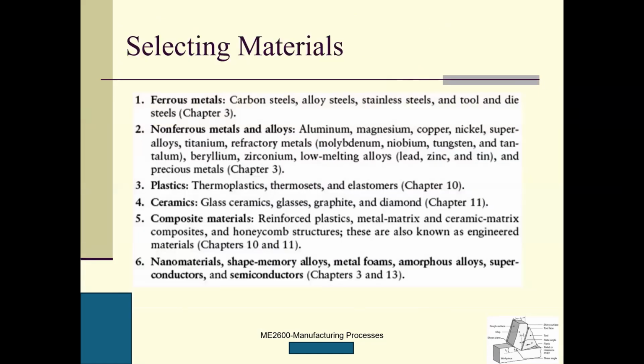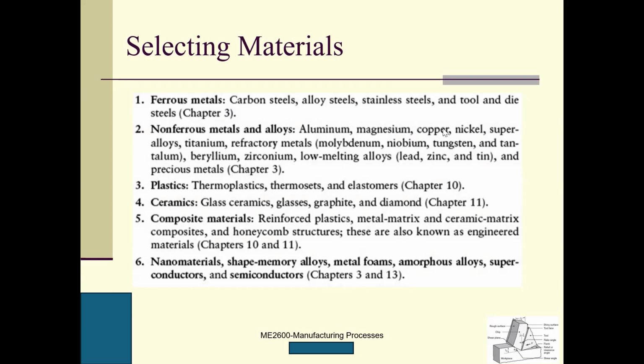Selecting material, you need to select material, right? So these are all the commonly used materials. Various materials, metals, they are the commonly used ones, and carbon steels, alloy steels, stainless steels, and tool and die steels, the ferrous metals. And ferrous metal means that these metals contain the what? Yes, the iron. Okay, ferrous metals. Non-ferrous metals means that these metals do not contain iron.